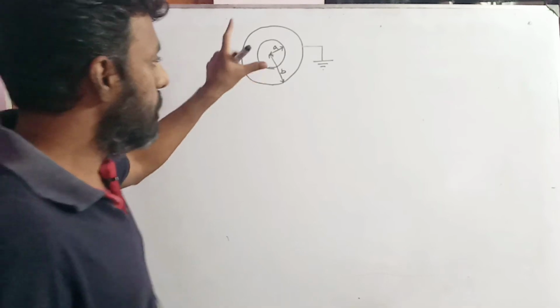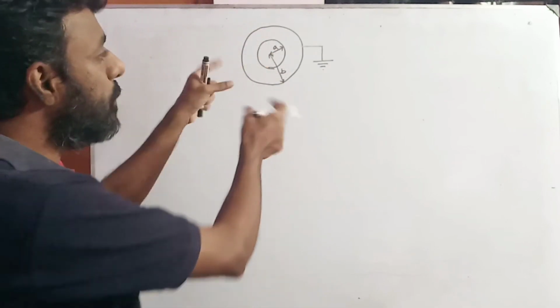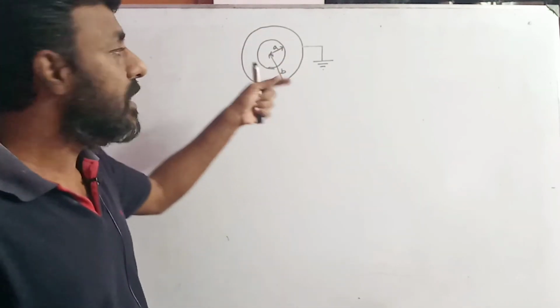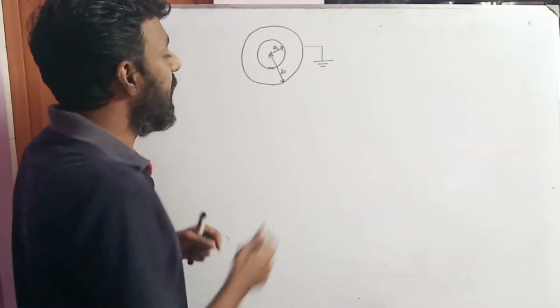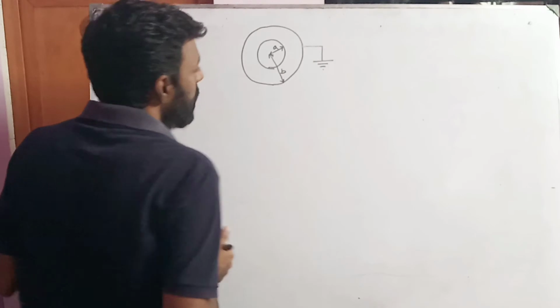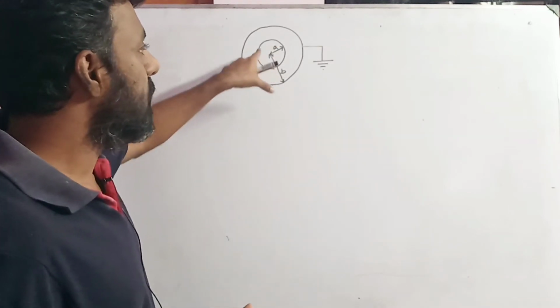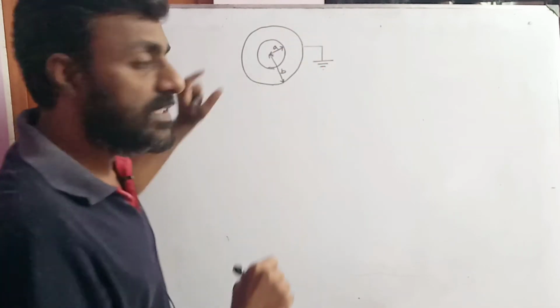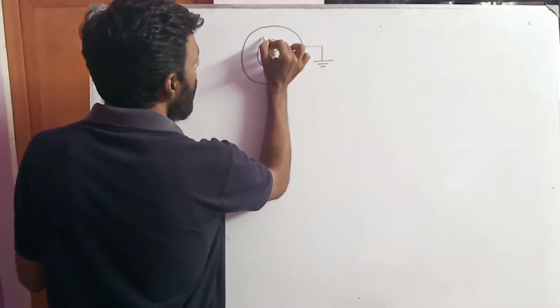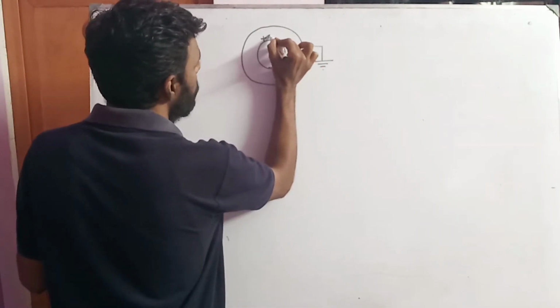Okay, so this is the major difference. You have two different types of radius. The smaller sphere has a radius of A and the bigger sphere has a radius of B, and this outer sphere is being earthed. Now let us assume that we are supplying a voltage to the inner sphere such that it acquires a charge of plus Q.